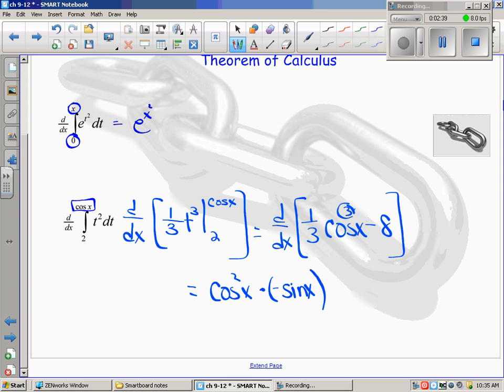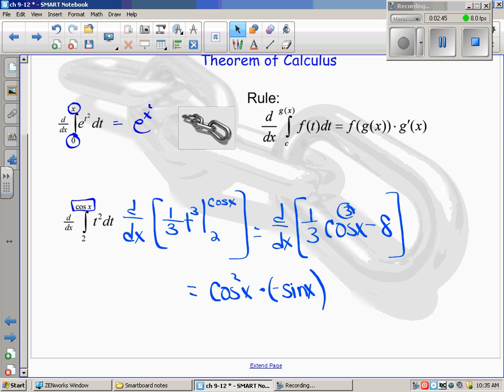Does that make sense? So what we want to see here is that when you do the chain rule using the fundamental theorem of calculus, so the derivative of the integral, we understand that what's going to happen is that the function here at the top, that upper limit, is going to go in place of that t. So it's the f of g of x. But we can't forget to do the derivative of whatever that function is.